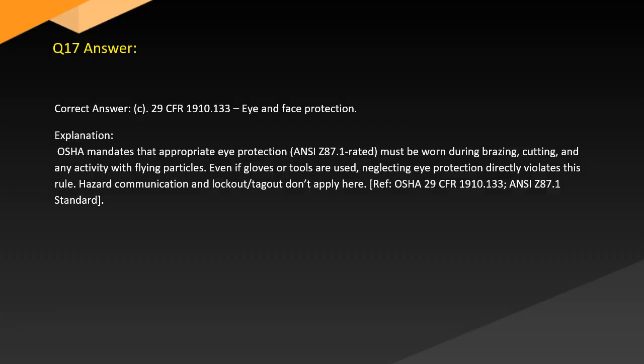Answer. Correct answer: C. 29 CFR 1910.133. Eye and face protection. Explanation. OSHA mandates that appropriate eye protection, ANSI Z87.1 rated, must be worn during brazing, cutting, and any activity with flying particles. Even if gloves or tools are used, neglecting eye protection directly violates this rule. Hazard communication and lockout-tagout don't apply here. Ref. OSHA 29 CFR 1910.133, ANSI Z87.1 standard.